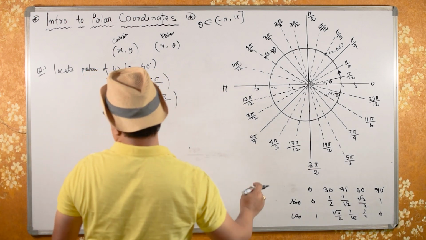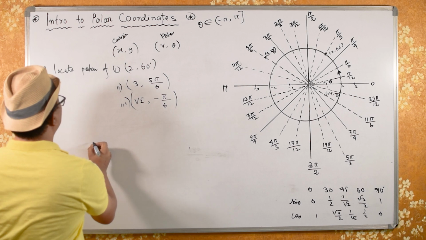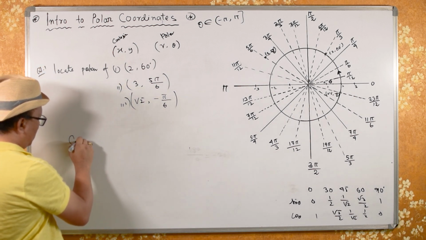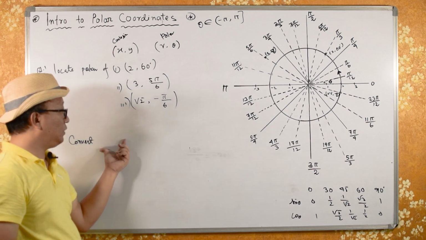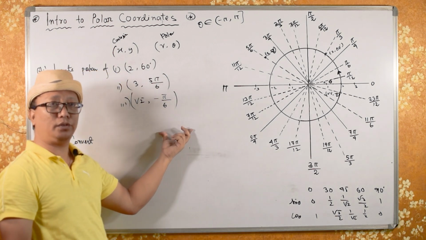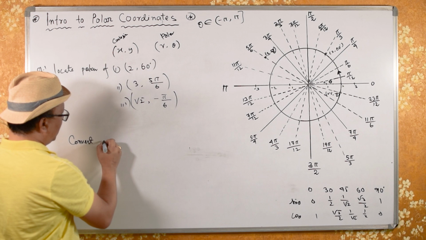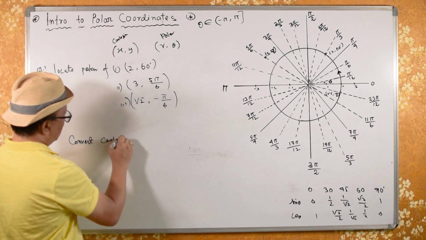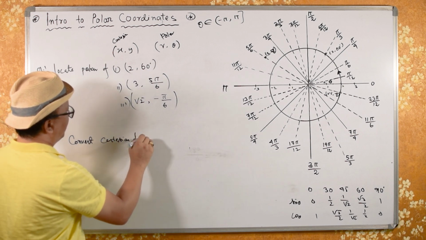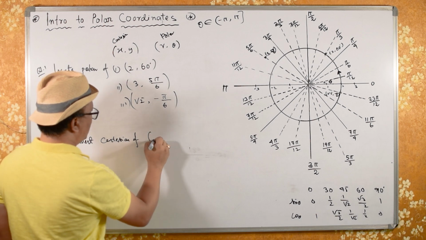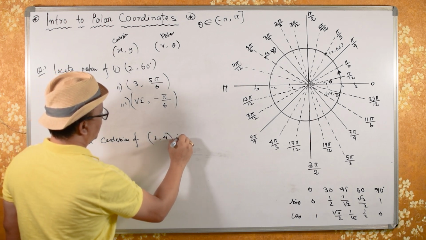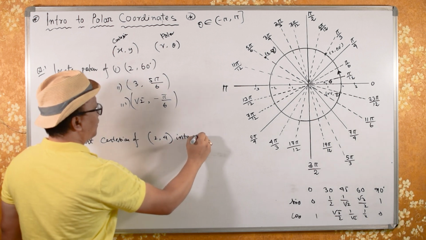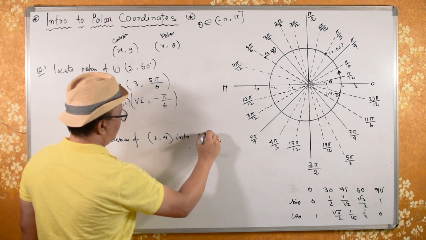Now let's take another example. You can convert either from Cartesian to polar or polar to Cartesian. Let's say convert the Cartesian point 2, 4 into polar form.